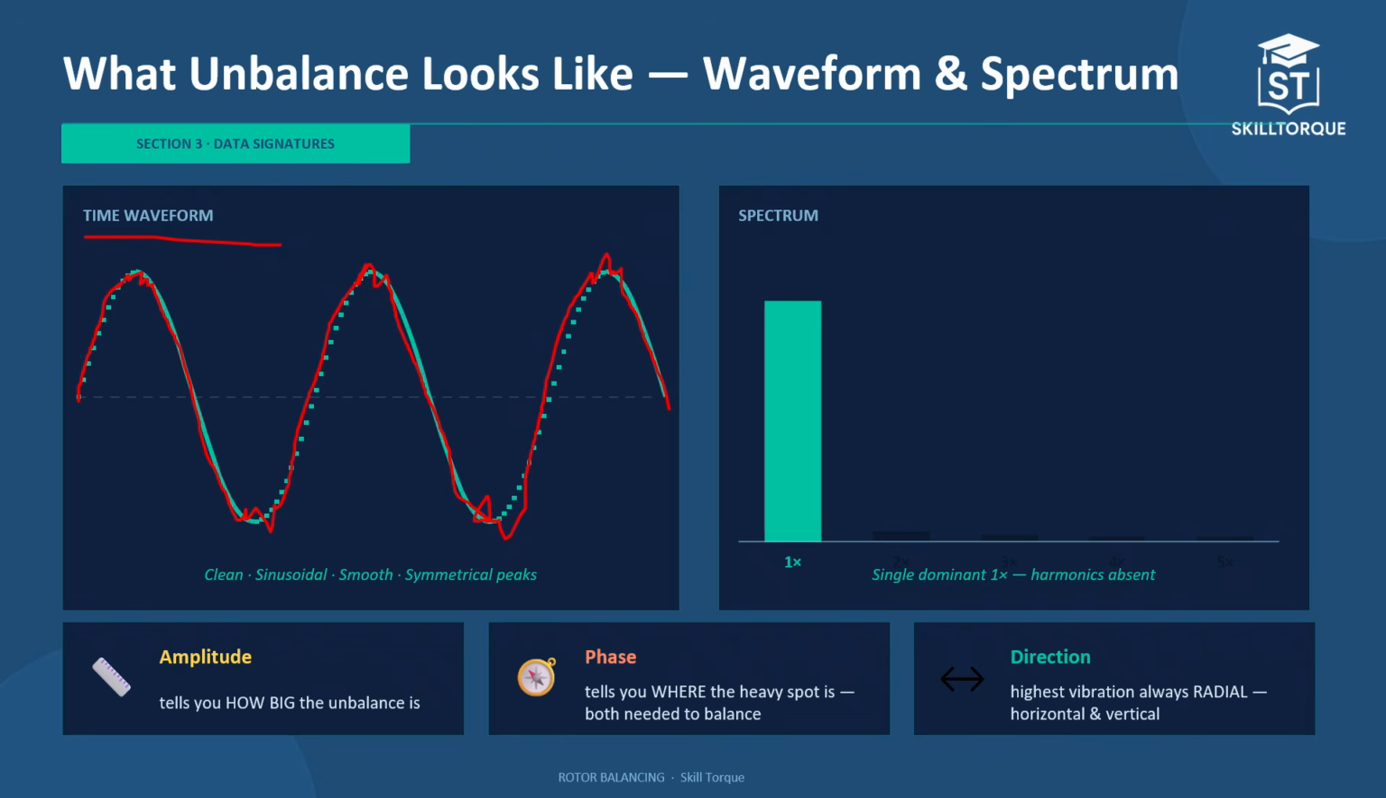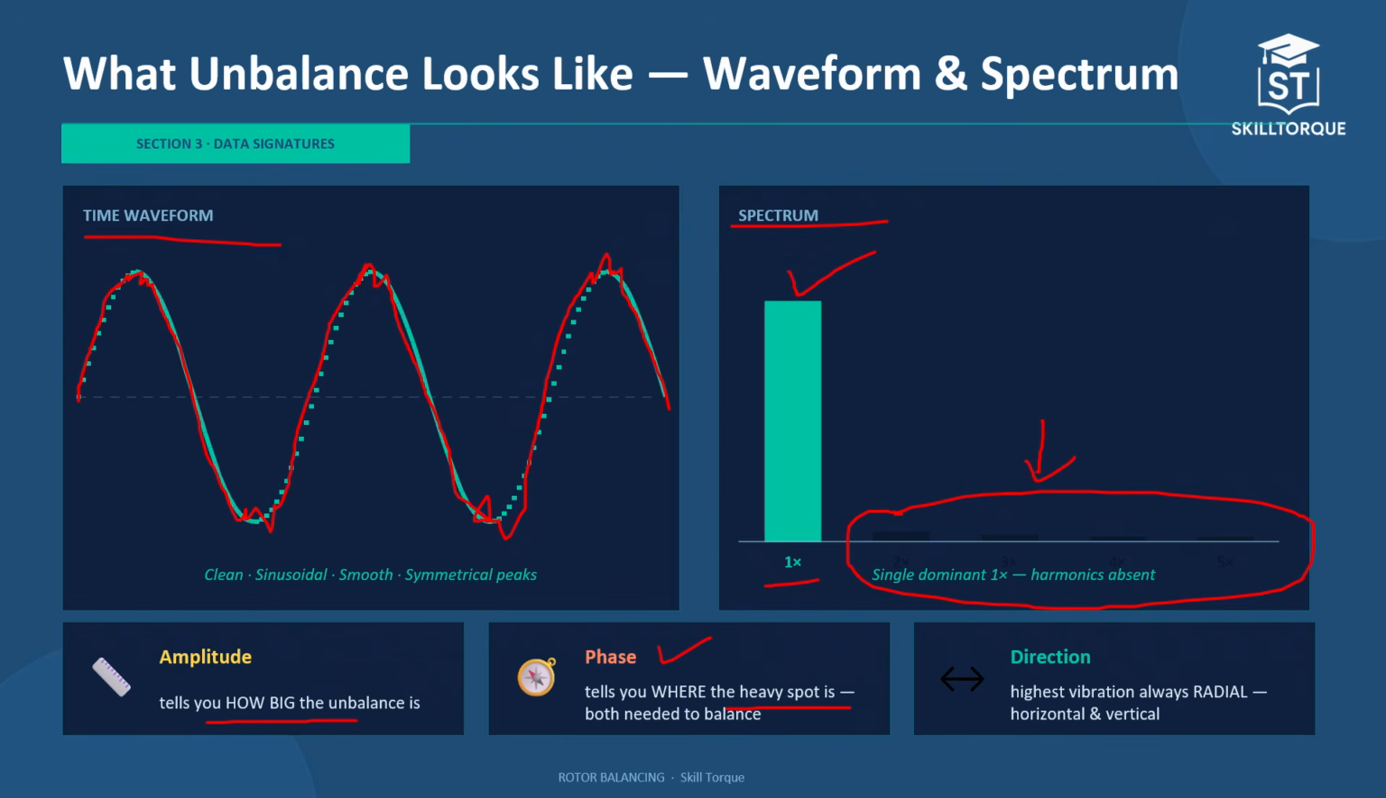If you look at the same data in the spectrum, you will see a dominant 1x peak, where 1x is the first multiple of the running speed. There is a possibility of harmonics like 2x, 3x, 4x, but either they will be very small or you will not find them at all. Okay, this is how it will be. The amplitude of that 1x peak tells you the severity, and the phase of that 1x, the first multiple of rpm, tells us the angular location of the heavy spot.